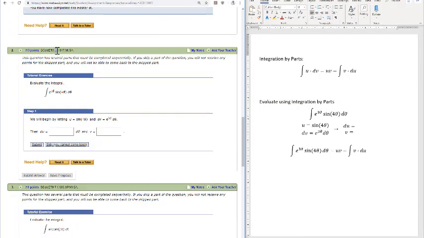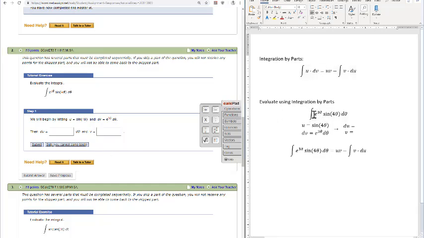This is a problem from your lab assignment, section 7.1. This is number 2. Now, we're going to do this a little bit differently. Instead of going through the process here and filling in the blanks as we go along, let's see if we can go through this problem and solve it all the way through.